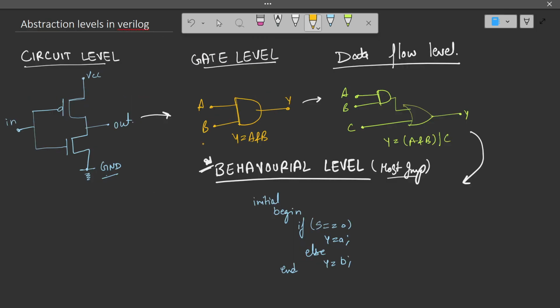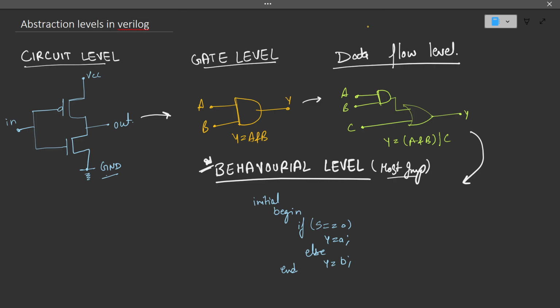There are different abstraction levels Verilog provides us. Abstraction levels mean different stages or levels which you can touch using the coding itself. Using coding you can design directly at the circuit level. At circuit level, you might be writing keywords like CMOS, providing the inputs and outputs of this CMOS. So you are coding directly at the transistor level, which we call the circuit level.